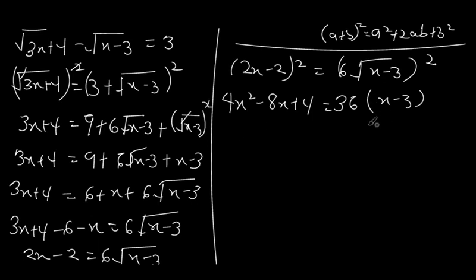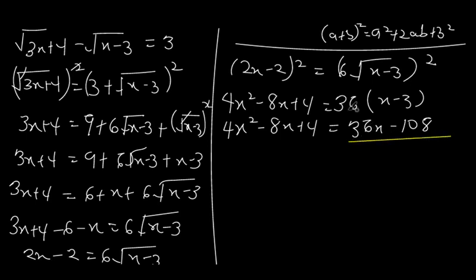So from here we just expand this bracket, so we have 4x squared minus 8x plus 4 is equal to what? 36x minus, now 36 times 3 will give us what? 108. So we have 108. So we just bring everything here across the equal to sign so that we get our equation in a linear form. So we have 4x squared minus 8x plus 4, then minus 36x plus 108 is equal to 0.